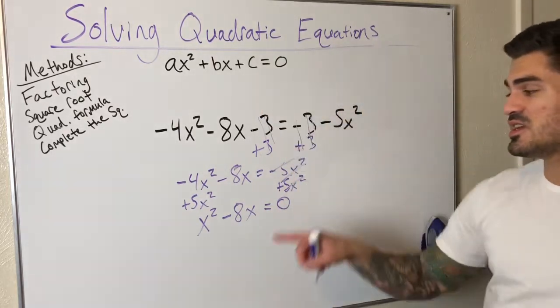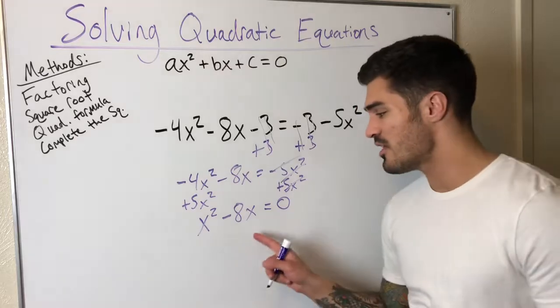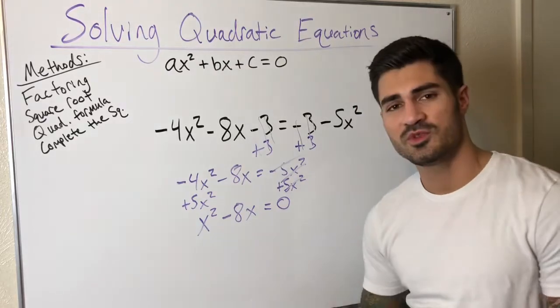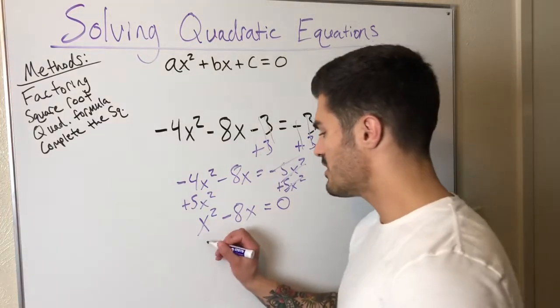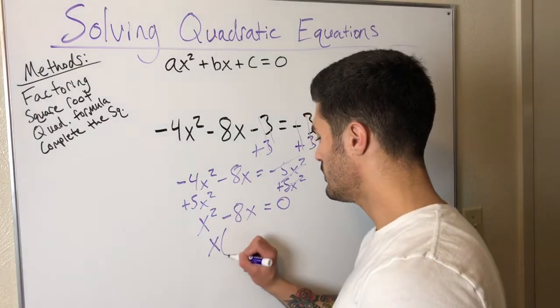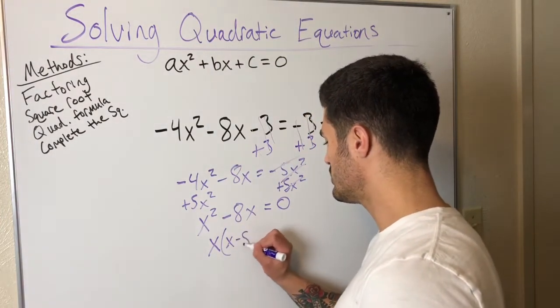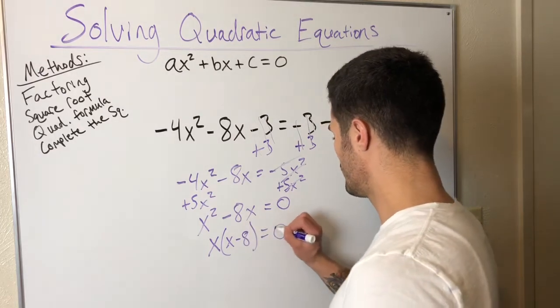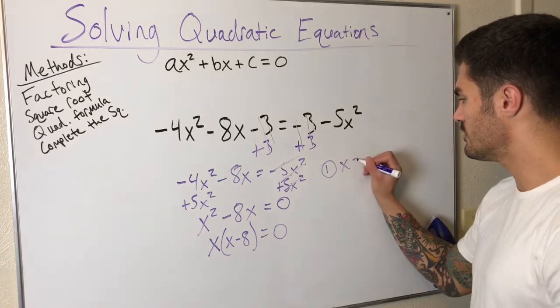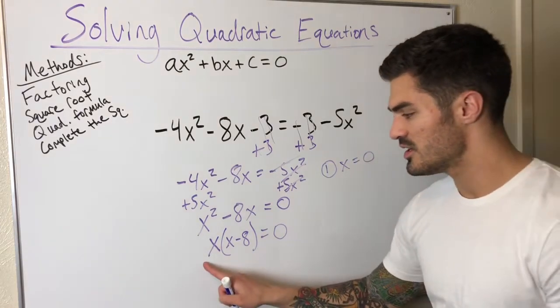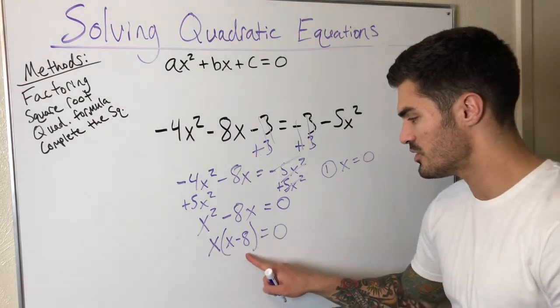So in this case, my c is 0. So that means I'm just going to take out the greatest common factor between these two terms. So in this case, I can take out an x. And once I've done that, that's all I need. I can set each of these equal to 0. So my first solution is already there, x equals 0. Right? Because I'm setting this first part to 0 and the second part to 0.